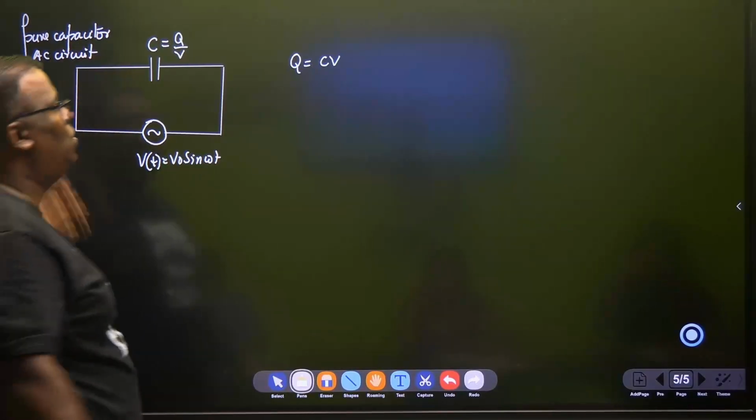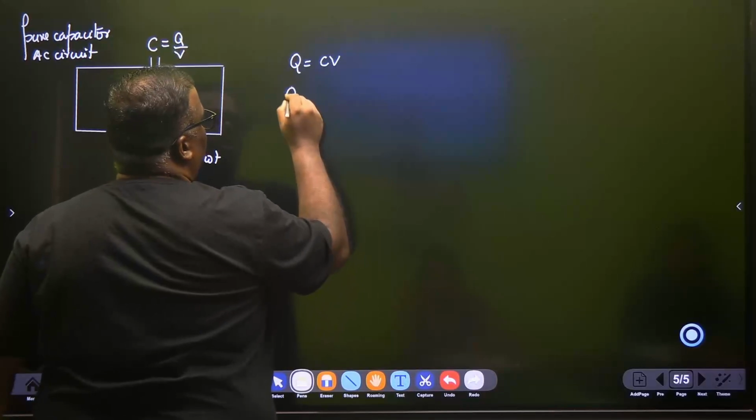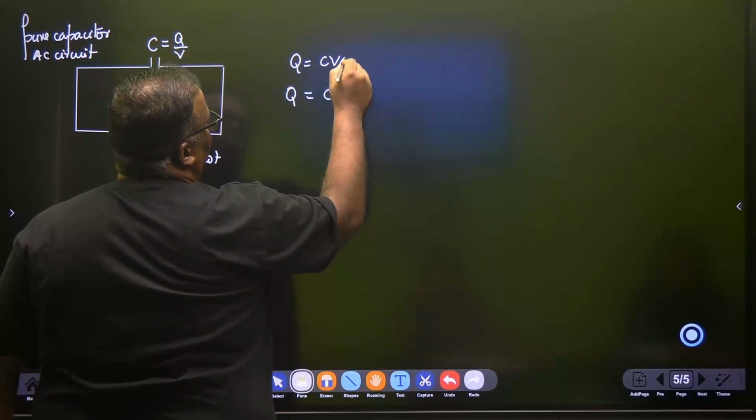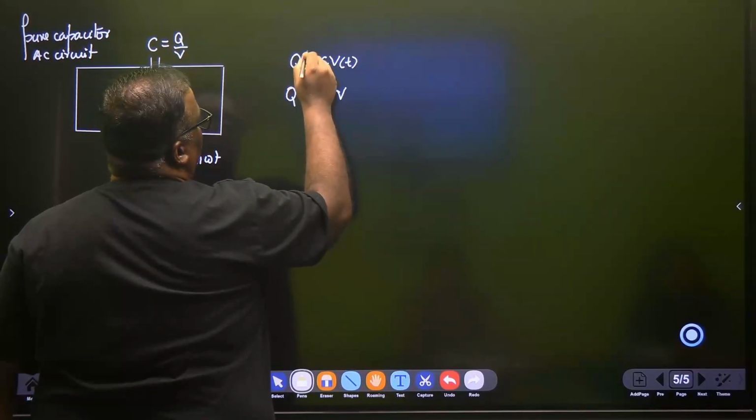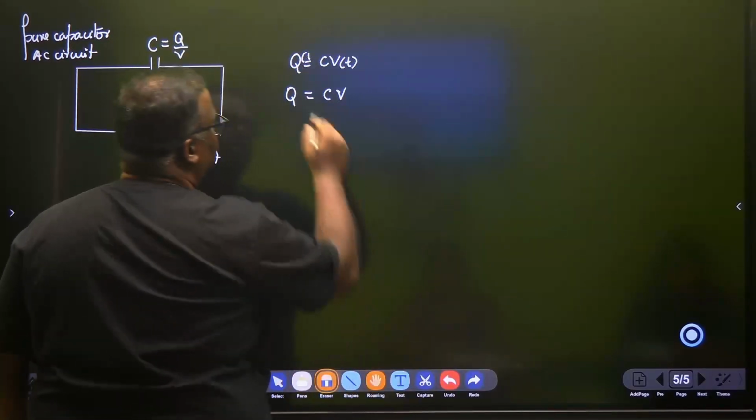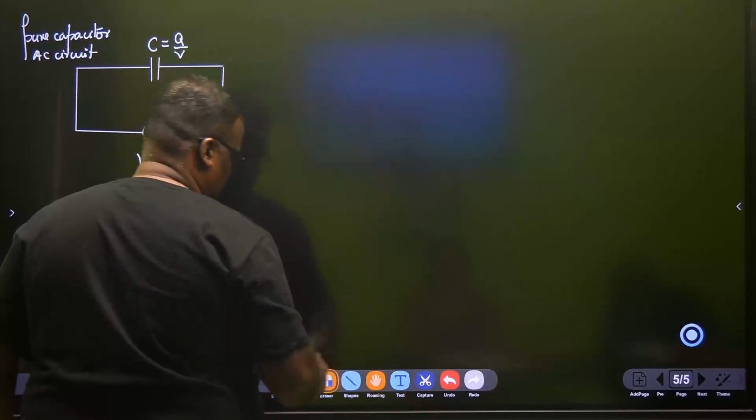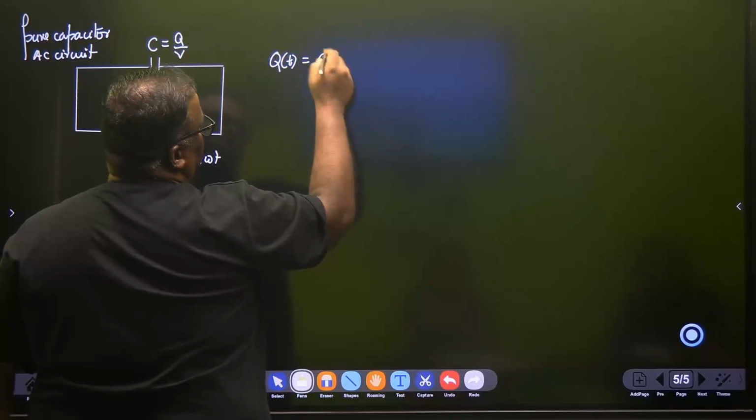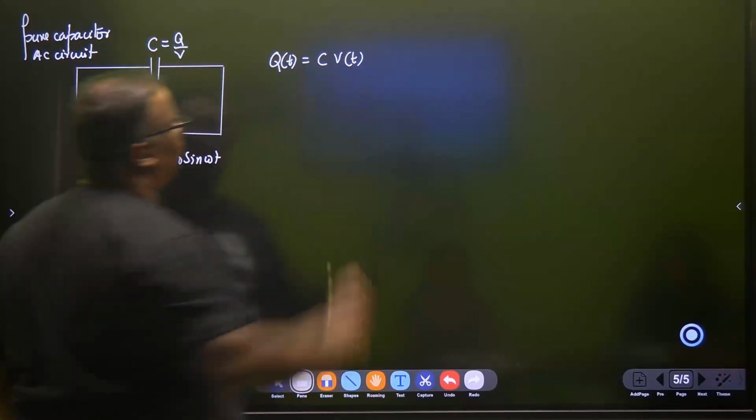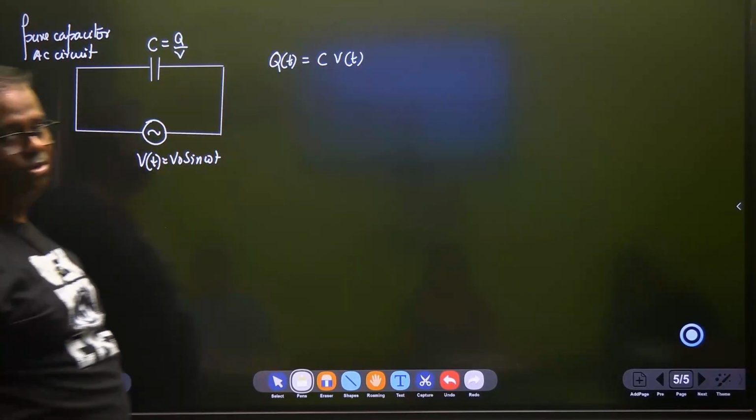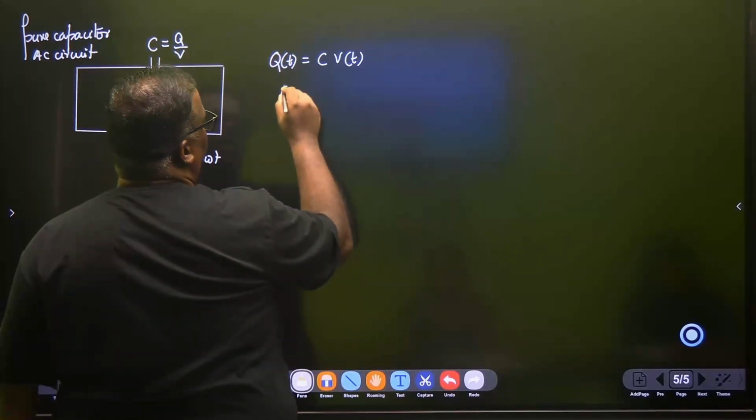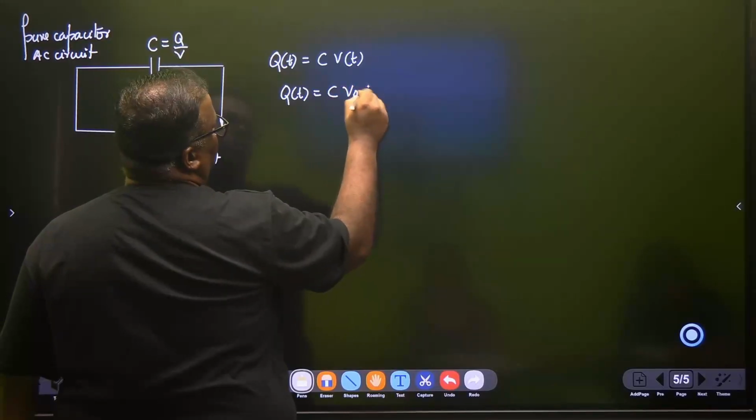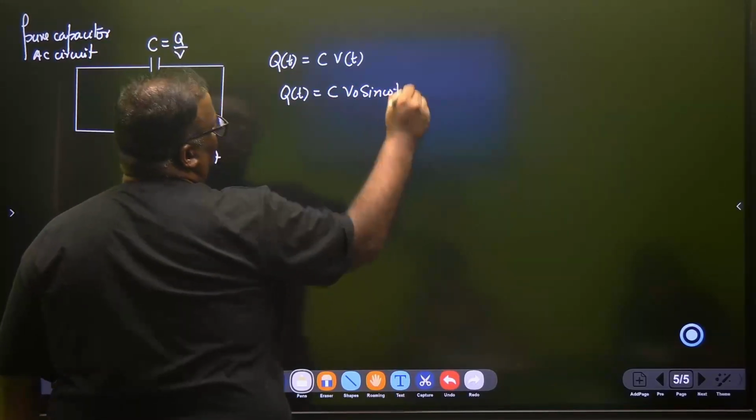So let's do Q equal to CV. So Q can be written as C times V, the voltage V at any time t. The instantaneous charge at any time will be given by the capacitance, which is constant, multiplied by the instantaneous voltage. We are on AC right now. So I can write Q at any time t as C V naught sine omega t. Is this clear or not?